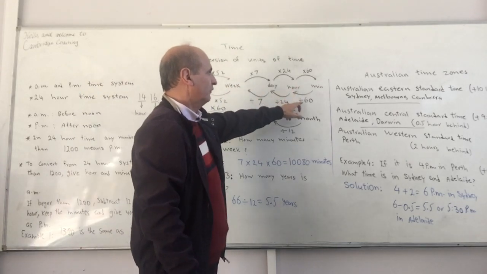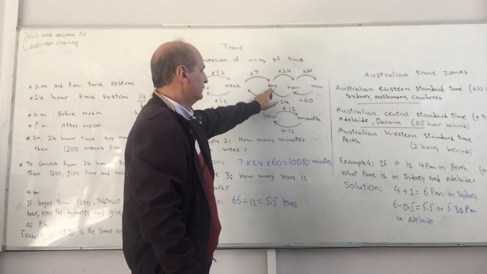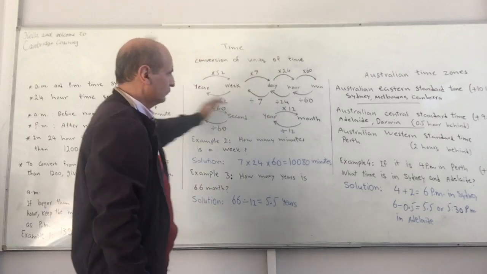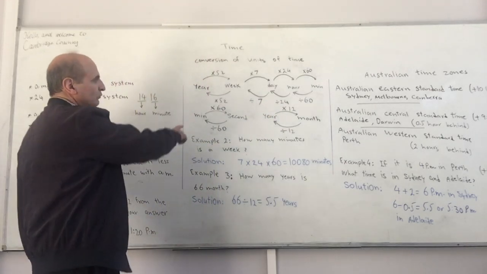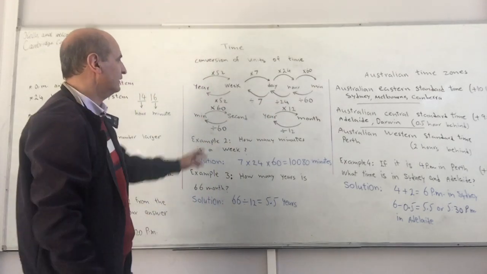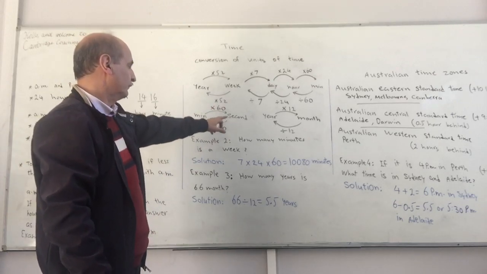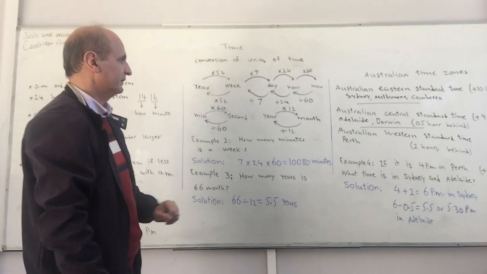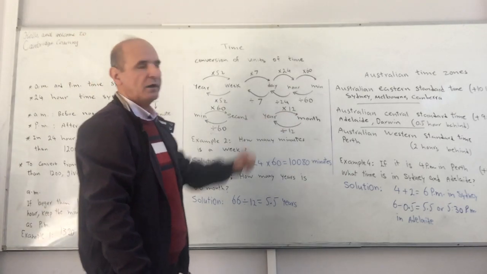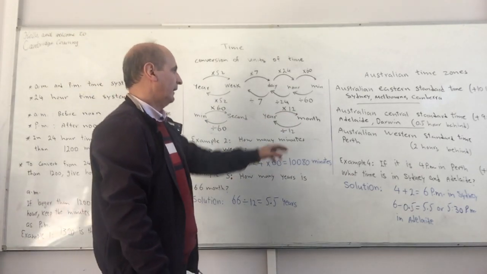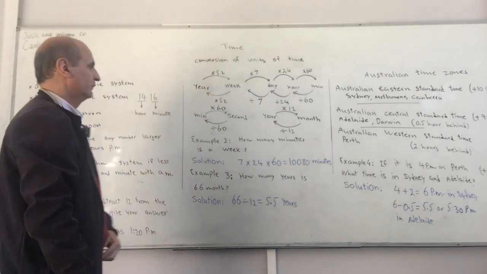So from minute to hour, divide by 60, hour to day, we have 24, so divide by 24, and the rest. And to go from minute to second, times by 60, and if you're going from second to minute, divide by 60. From year to month, times by 12, and backwards, divide by 12.